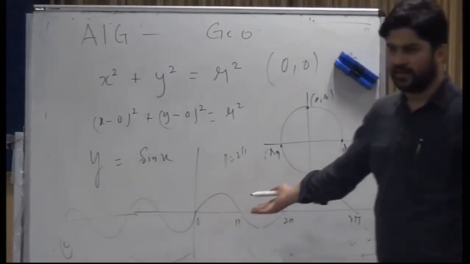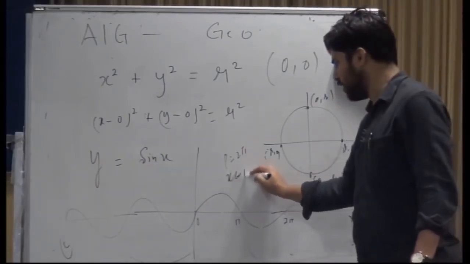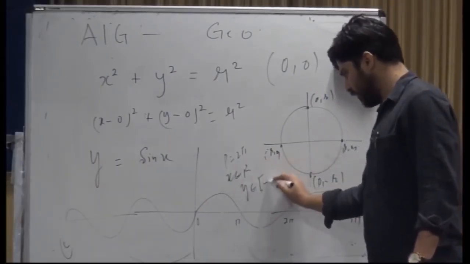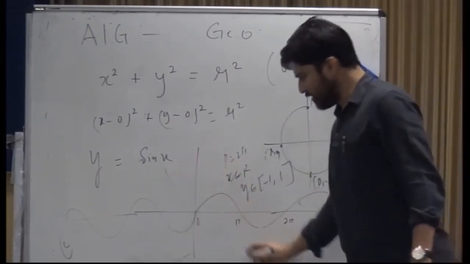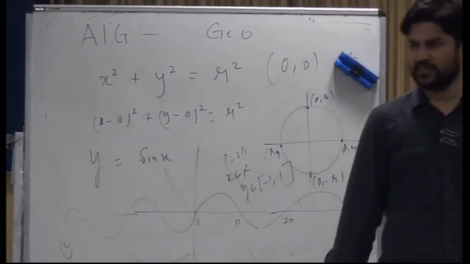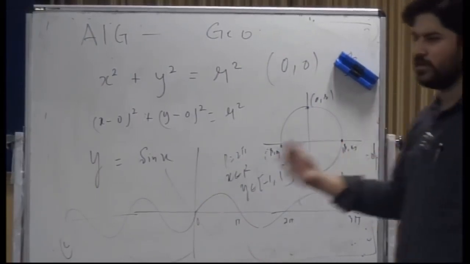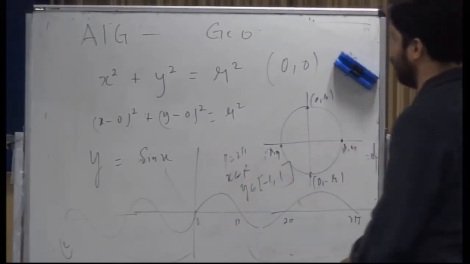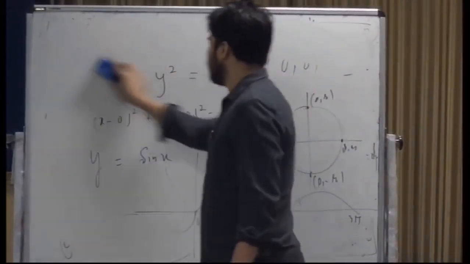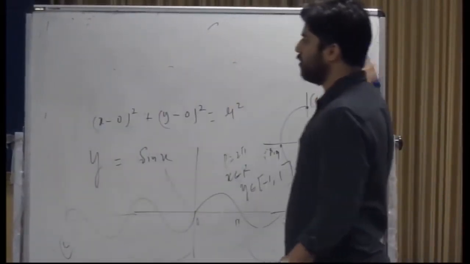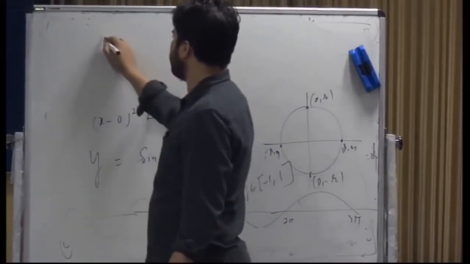You know about domain and range. Domain is x belongs to R and range is y belongs to -1 to 1. And you also know this is an odd function, right? These are basic things which I am telling you, which you will be learning gradually from point to point. Okay. Now the third graph is, I'll also tell you basic transformations later on.